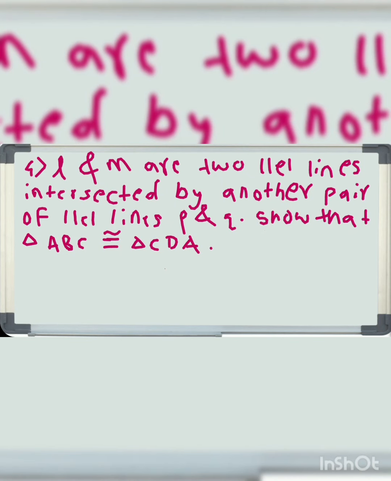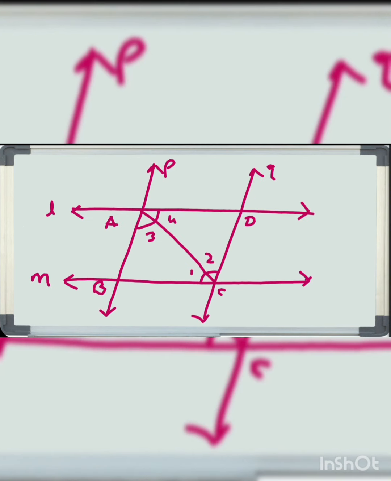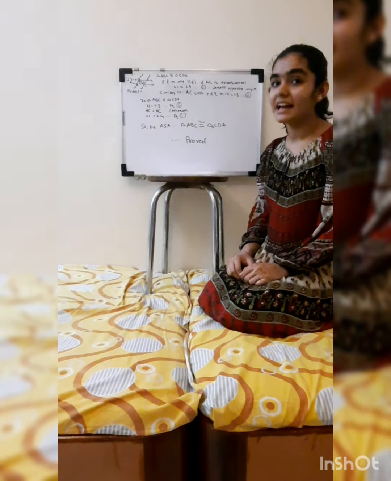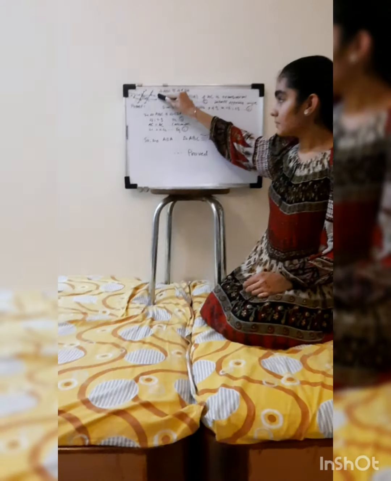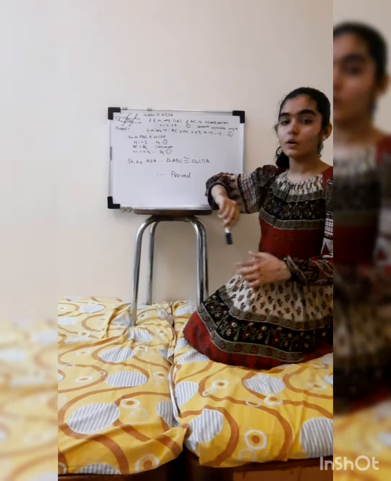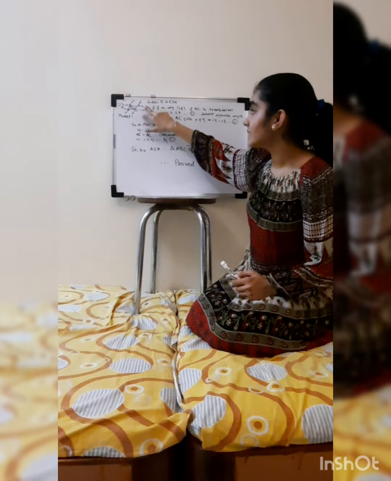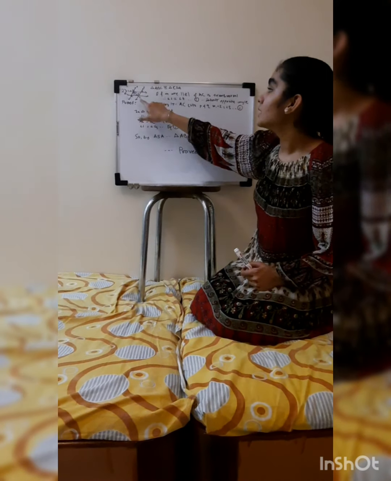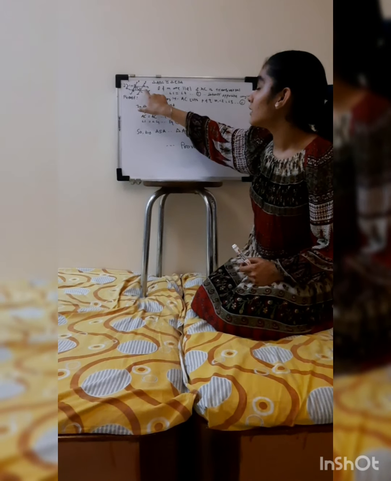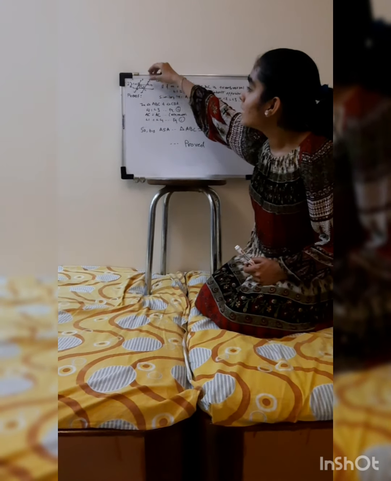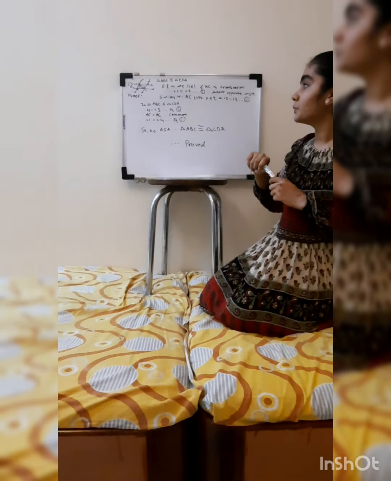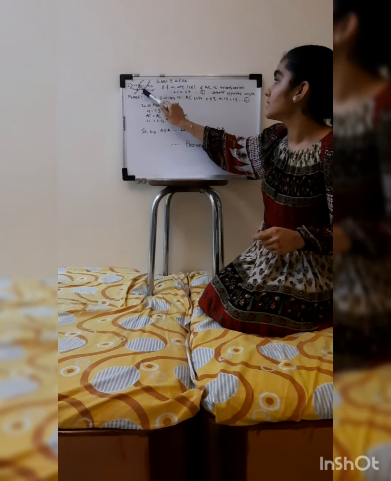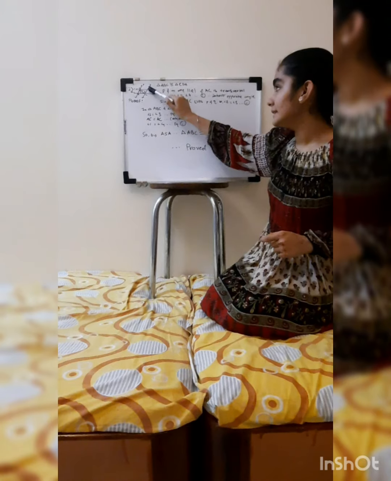So the second question is: L and M are two parallel lines intersected by another pair of parallel lines P and Q. Show that triangle ABC is congruent to triangle CDA. As per the second question of criteria ASA, L and M are parallel lines and P and Q are also two parallel lines, and they intersect each other. So here AC acts as a transversal for LM and also for PQ, and we have to prove that triangle ABC is congruent to triangle CDA.